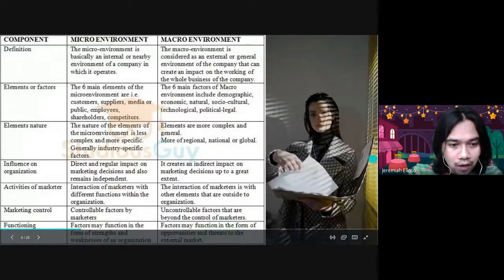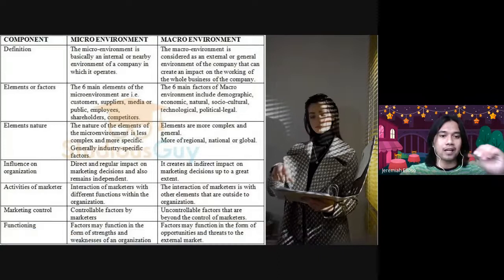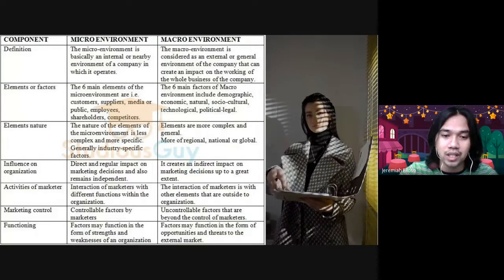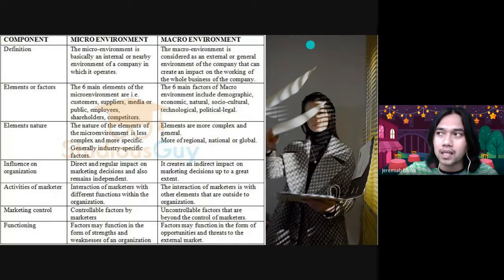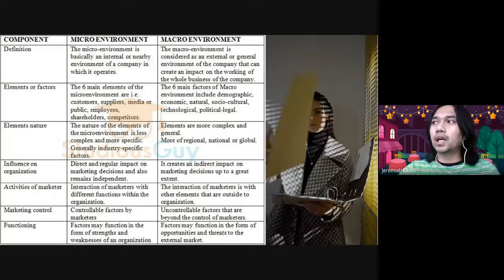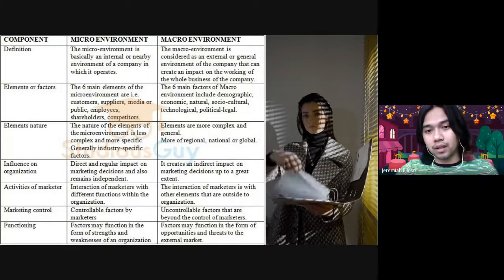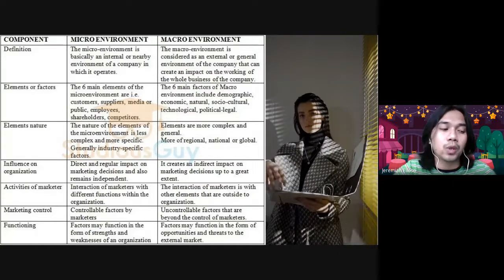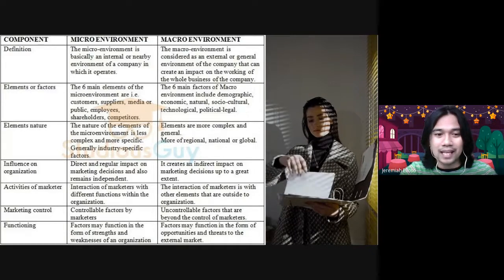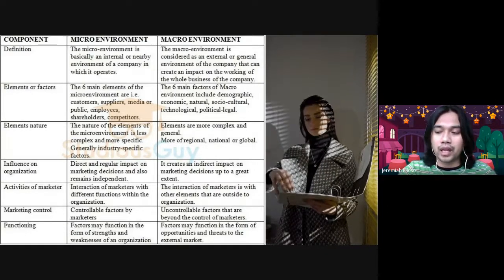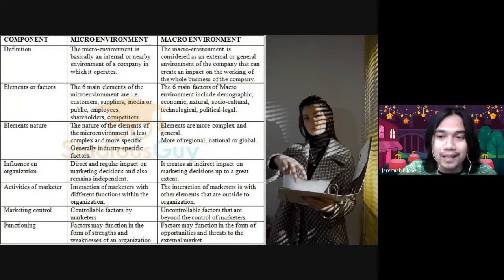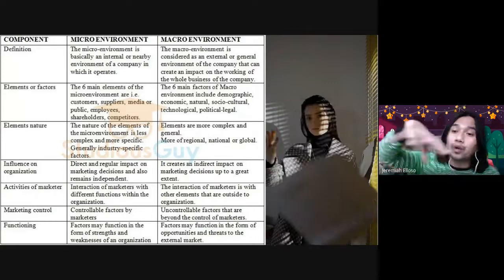In terms of the functioning, micro environment factors may function in the form of strengths and weaknesses of the organization, and macro environment is opportunities and threats. I have checked your business plan proposal, and I am sure that you are aware of the SWOT analysis, right? Nag-SWOT analysis kayo. So just to make sure you're doing it correctly, when you do the strengths and weaknesses, ibig sabihin you're looking into your own organization.